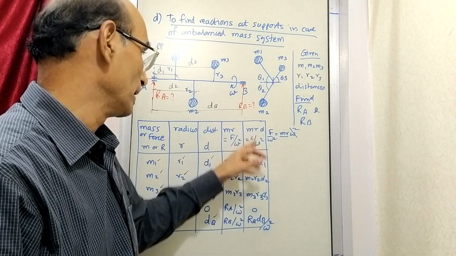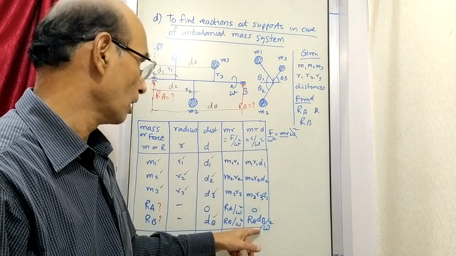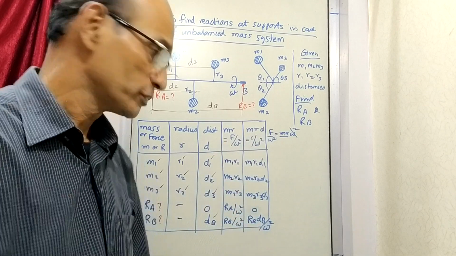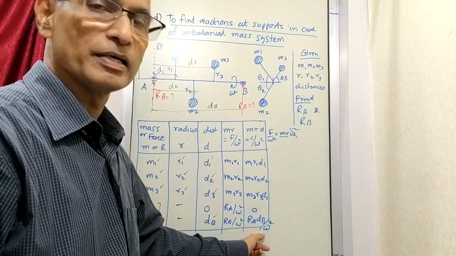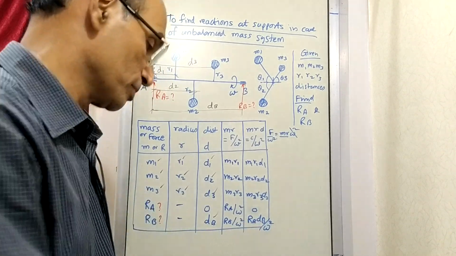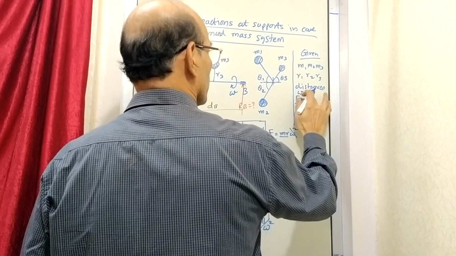So either you write MRD or you write couple. Couple means force into distance upon omega square, which is not known. This is not known because RB is not known. Although DB is known, omega is known, still RB is not known. In fact, omega is known, so I have to write here omega, which is given. Omega is given.